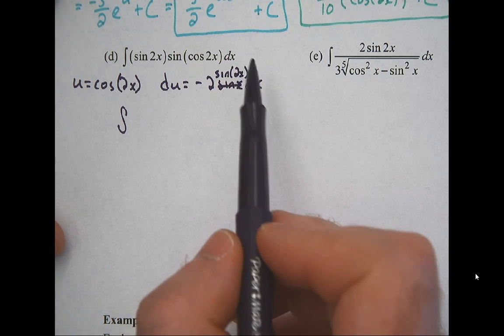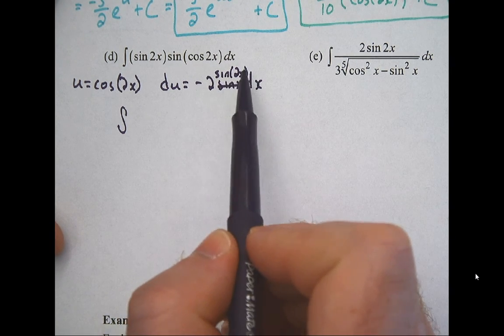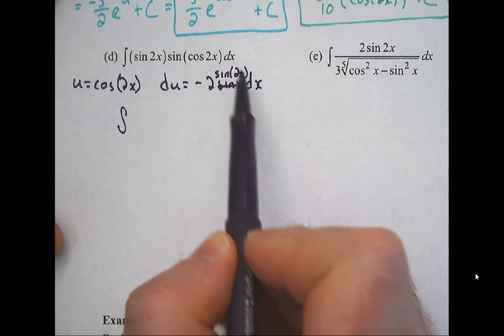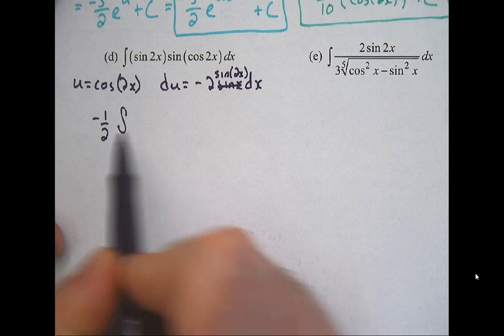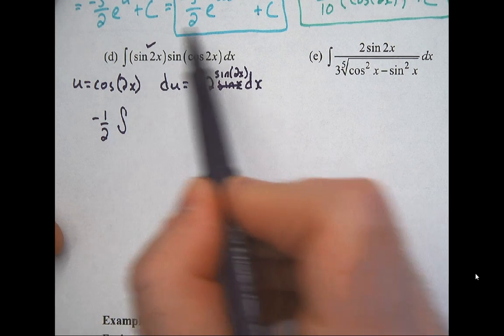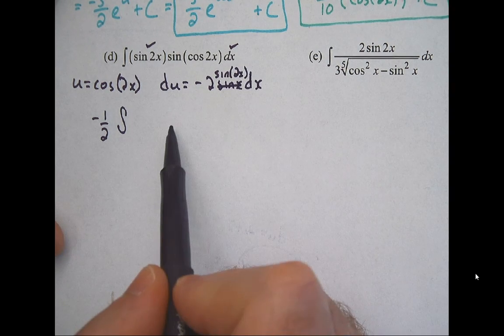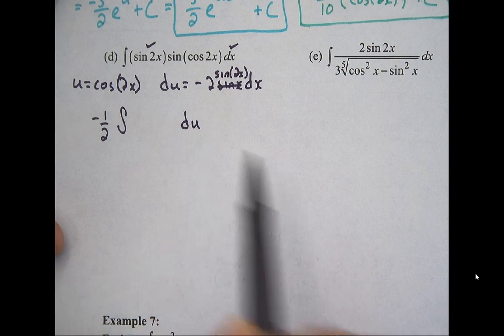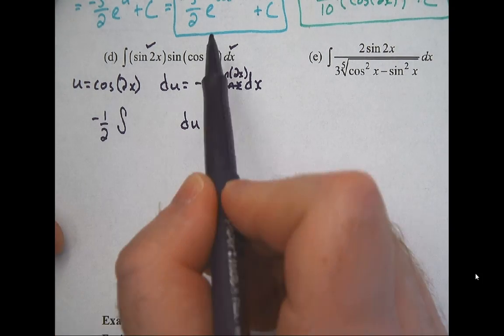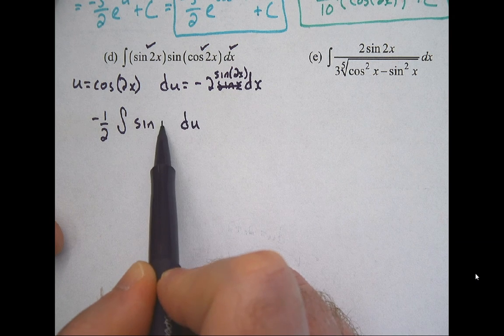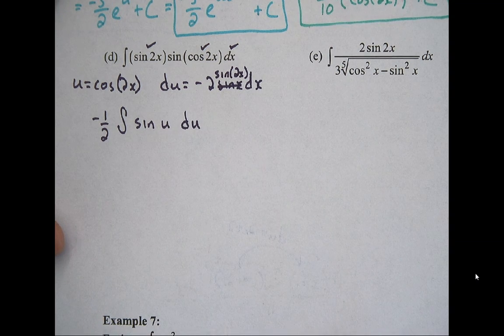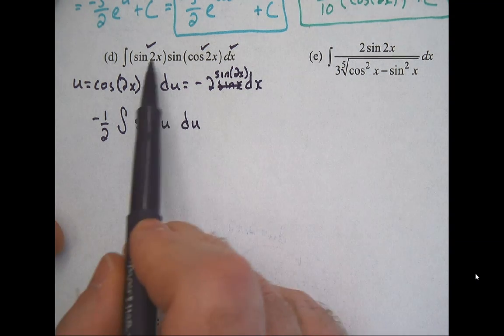So let's see, what do I have for my du? I've got the 2x, I've got a dx. I need a negative 2, so I need to correct that with a negative half. So this is taken care of, and this is taken care of. That became du. We already said sine of 2x is u, so this becomes just sine of u du. Something that was super complicated.